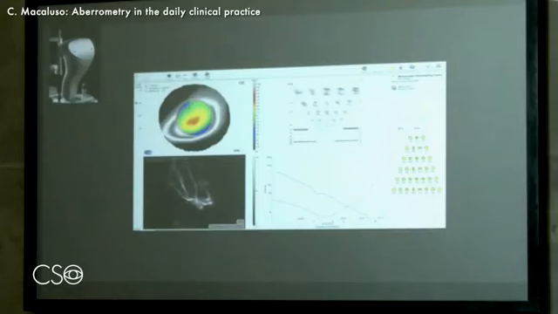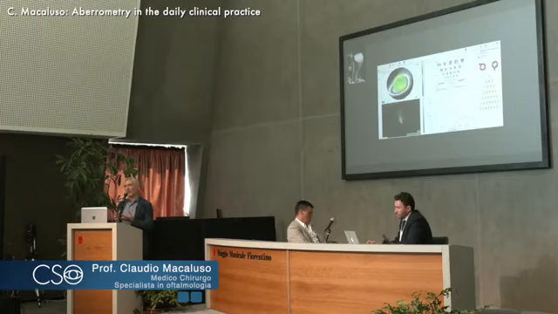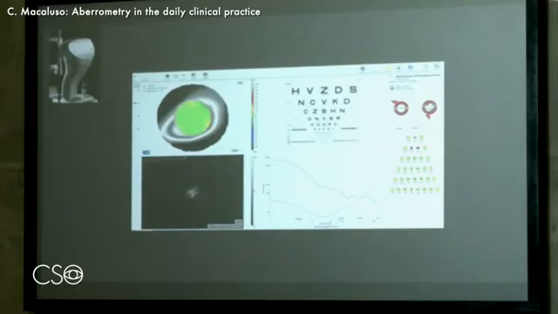The larger letters are barely visible. If we correct only sphere and cylinder, things are a little better, but still this kind of tail that's typical of the coma aberration is major and disturbing. And if we select the correction of just the coma aberration, things are much, much better, even if this keratoconus is pretty advanced.